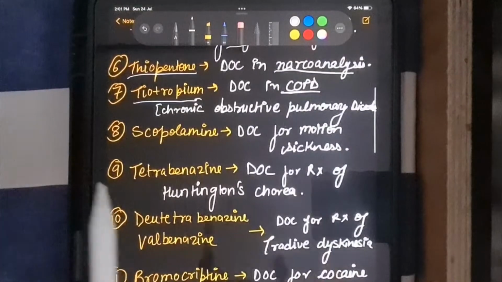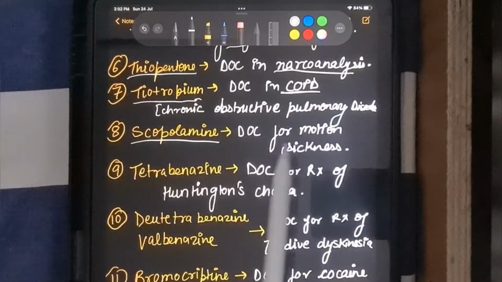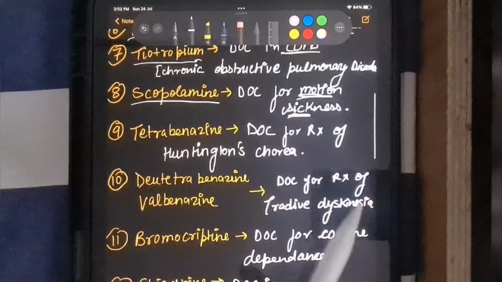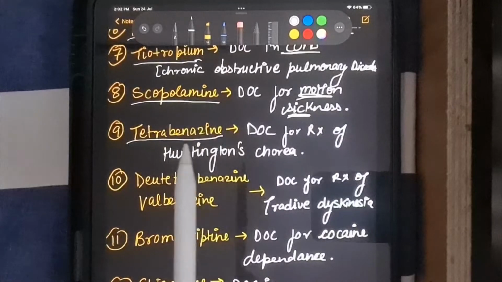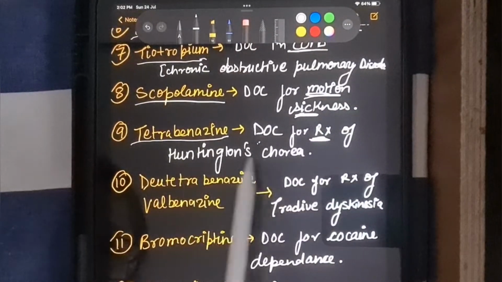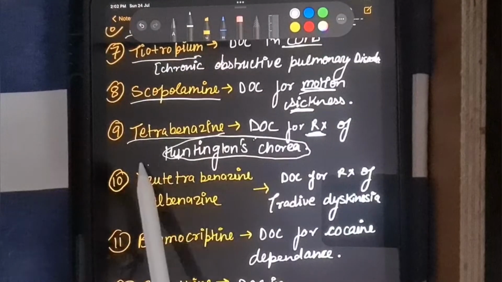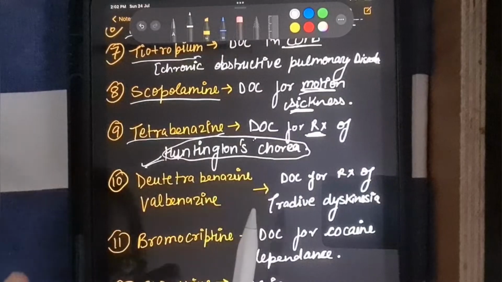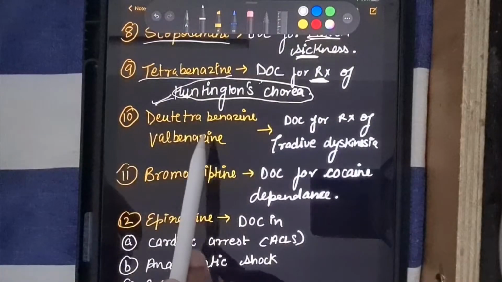The next drug is scopolamine. This drug is a drug of choice for motion sickness. The next drug is tetrabenazine. Tetrabenazine is a drug of choice for treatment of Huntington chorea. This is a disease, and for treatment of this disease, the drug of choice is tetrabenazine.